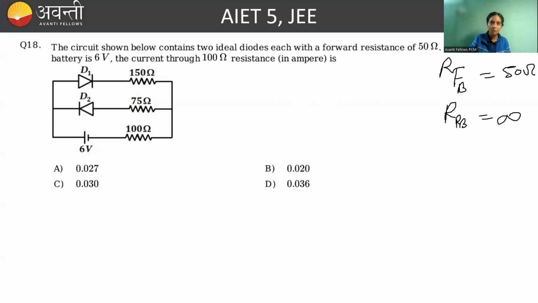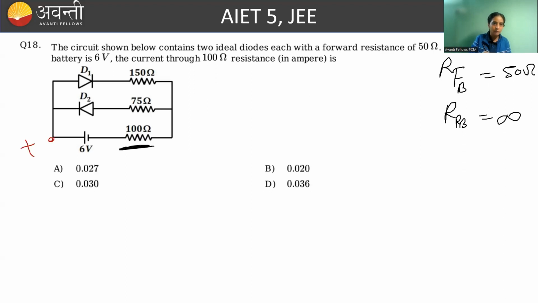Done. So this is how we move. Done. If nothing is given about forward bias resistance, we consider that as 0. If nothing is given about reverse bias resistance, we consider that equal to infinity. Okay, so this is done. If the battery is 6 volt, the current through 100 ohm resistance is being asked. So you just need to check which diode is biased in which way here.